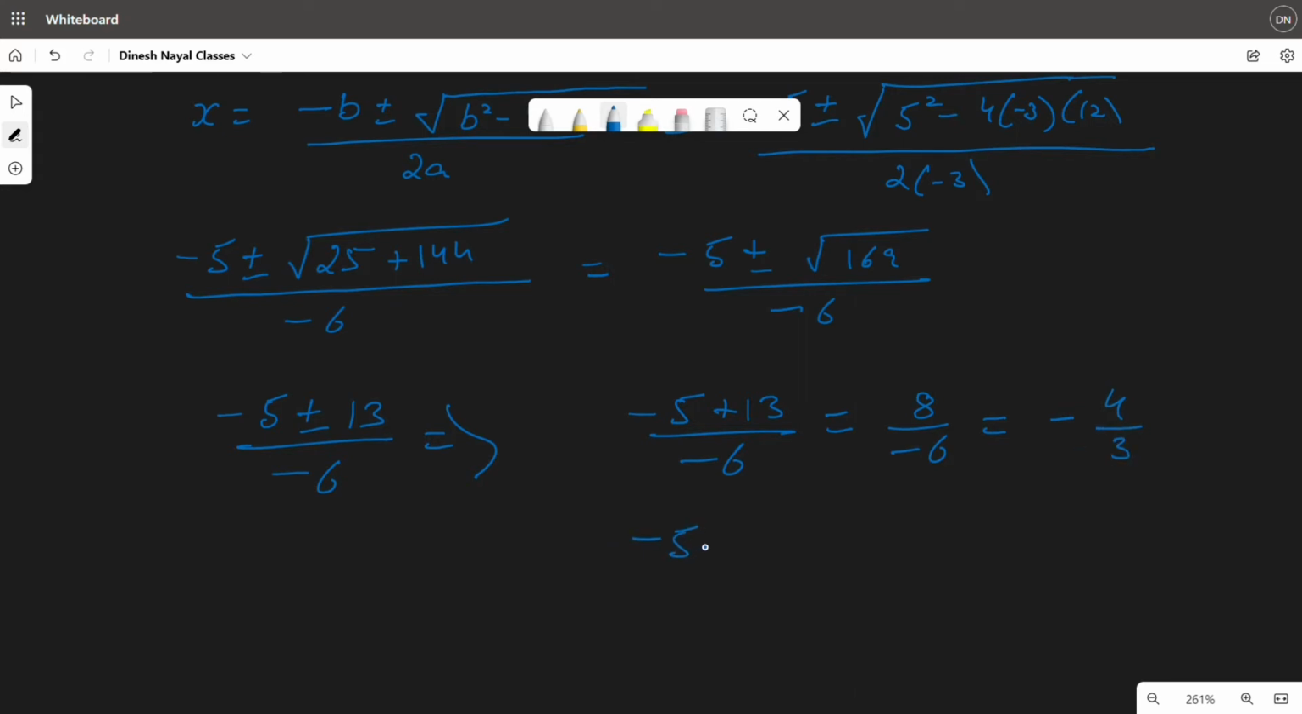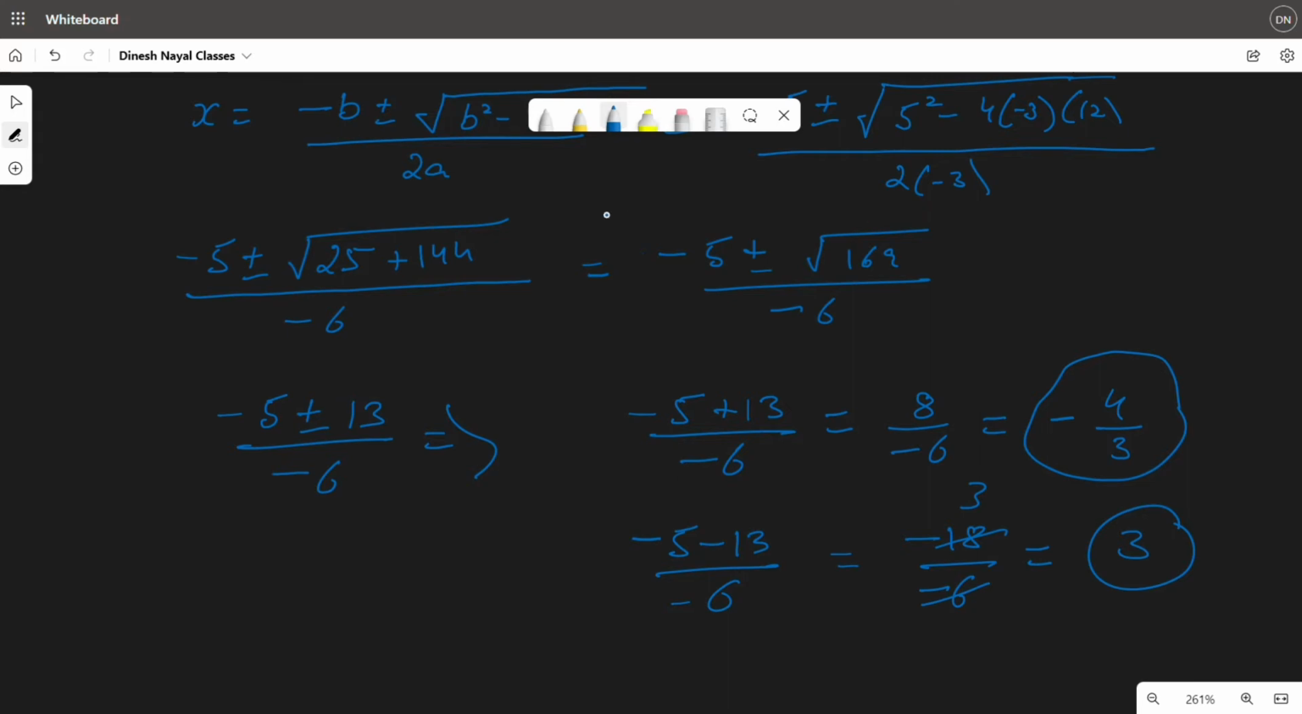And next will be minus 5 minus 13 by minus 6. Minus 5 minus 13 is minus 18 by minus 6. The minus sign will get cancelled, and 6 3s are 18. So the answer is 3. So minus 4 by 3 and 3 are the two roots of the given equation.